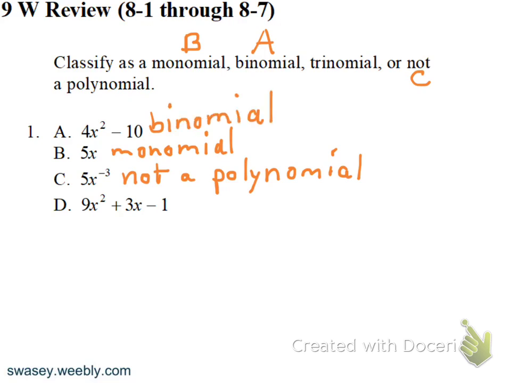4x squared is one term and negative 10 is the other term. Trinomial, three terms, is choice or part D. 9x squared is one term, 3x is a second term, and negative 1 is the third term.